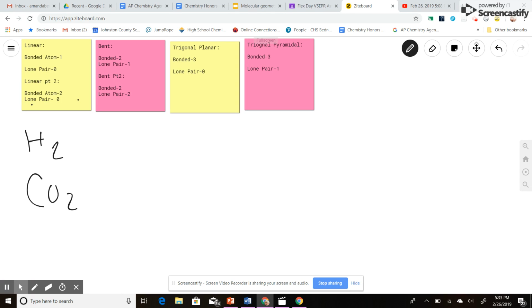And that would both be examples of our linear. They don't have lone pairs on them. Bent can have 2 variations. We went over silicon dioxide as an example for bent shape with 1 lone pair. And we also went over water, which is a great example of bent with 2 lone pairs. Went over trigonal planar, and the example we used was boron trichloride, BCl3, because he had the 3 bonded atoms, no lone pairs, and then trigonal pyramidal we also went over.